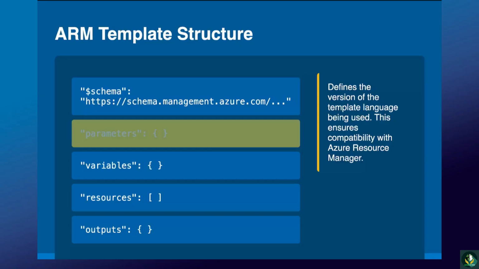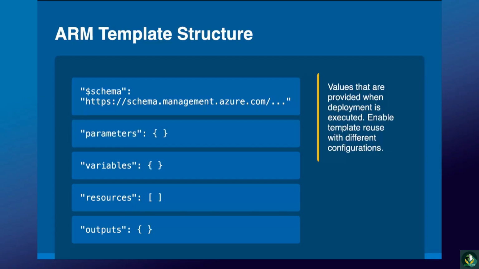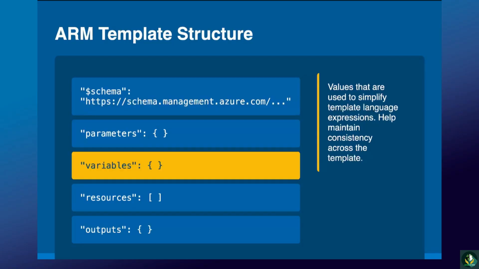Then the parameters section allows for template customization during deployment. Teams can reuse the same template across different environments by adjusting parameter values. This flexibility supports efficient resource management while maintaining standardization. Now, variables in ARM templates store reusable values and expressions. This helps reduce repetition and simplify template maintenance.